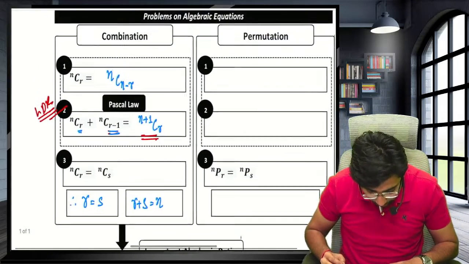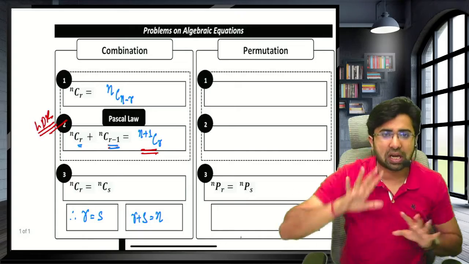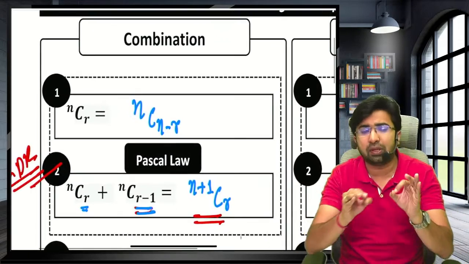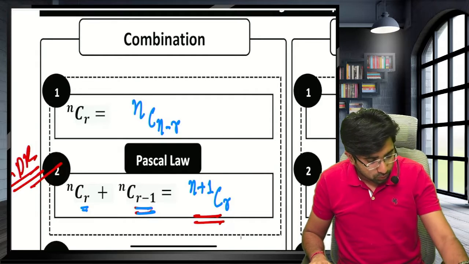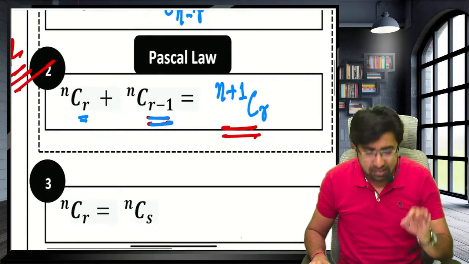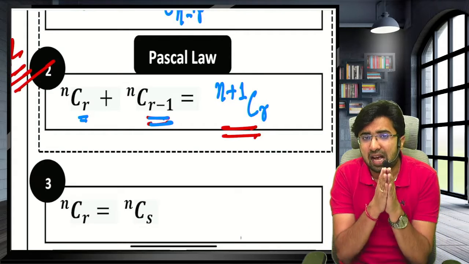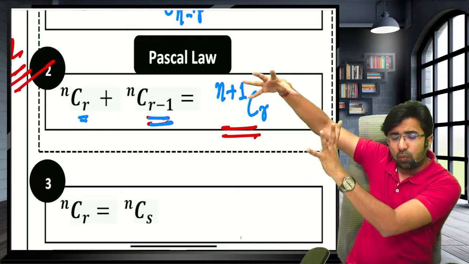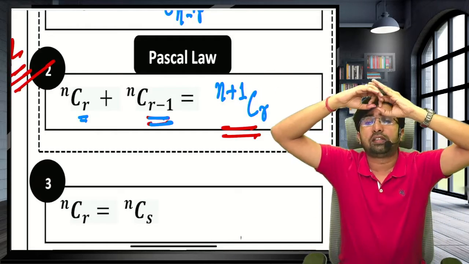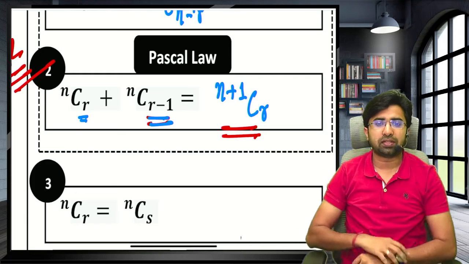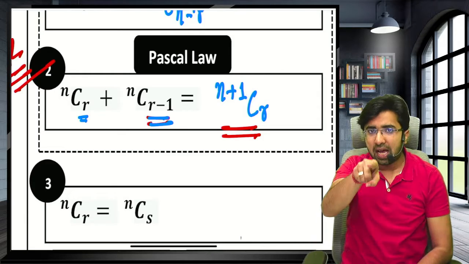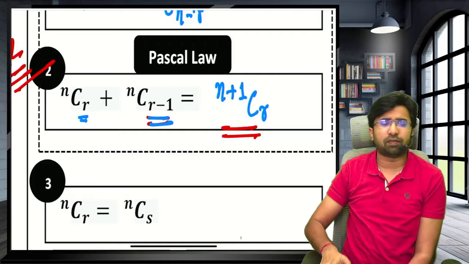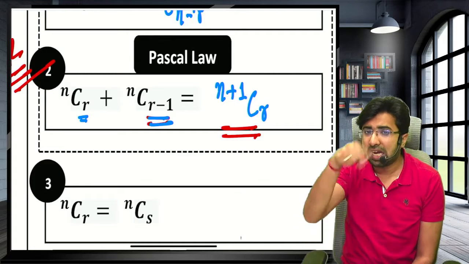Guys, are these three properties clear? First, NCR: either you calculate NCR or you calculate NC n minus R, both will give you the same output. Next one is the Pascal law, NCR plus NCR minus 1. There are two combinations on one side and another one combination on the other side. Definitely that question is of the Pascal law. NCR, and there is one combination where R is reduced by 1. Trust me guys, that question is of the Pascal law. That will be n plus 1 CR.